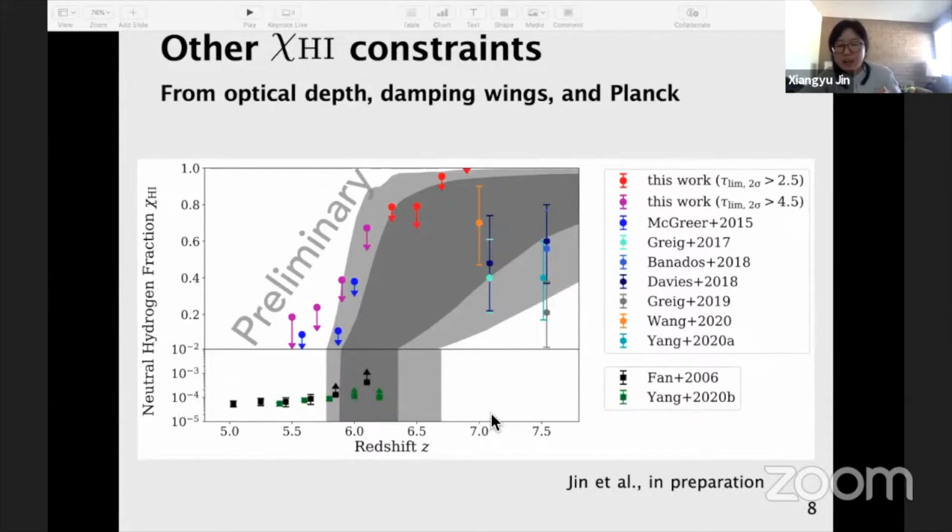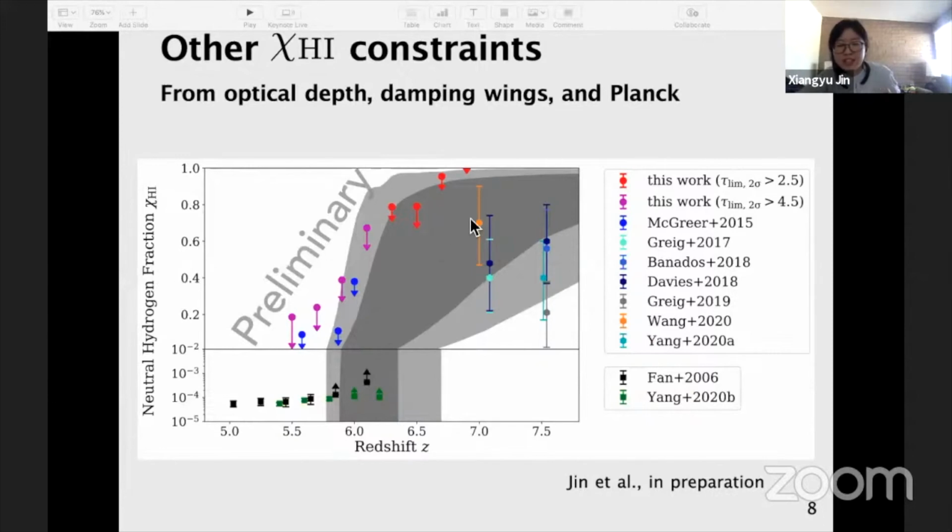At higher redshift range, there are some individual measurements on the neutral hydrogen fraction from quasar damping wings. They are shown by those hexagons here. And from those measurements from quasar damping wings, you can find they are pretty diverse in the measured neutral hydrogen fraction.